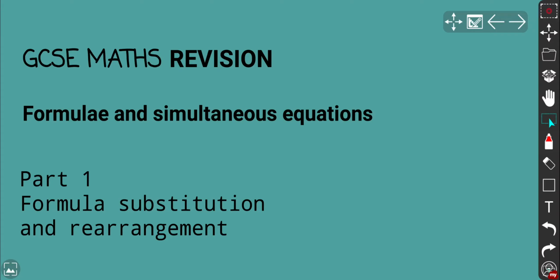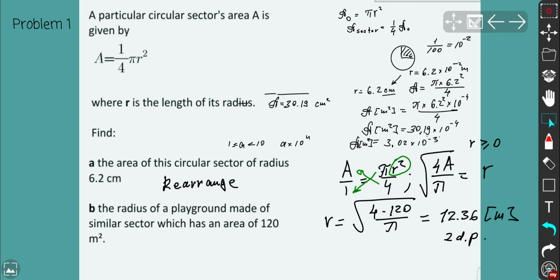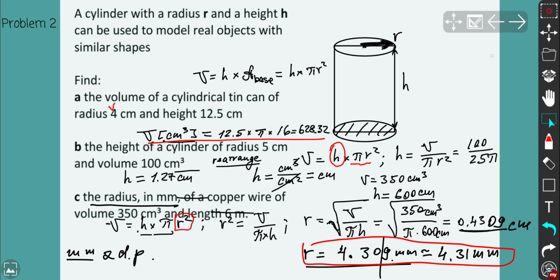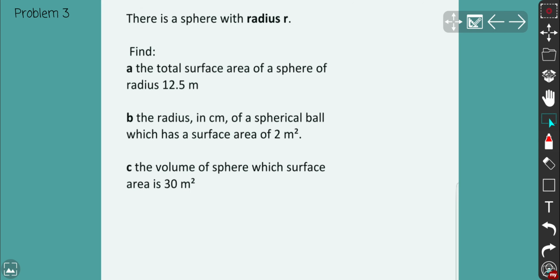Hey guys, we're going through GCSE Maths revision about formula rearrangements and formula substitutions, and we're on problem 3 of the revision. So make sure you watch all the previous videos dedicated to problem 1 and problem 2. Right now we're on problem 3, and here we have the sphere. Pause the video, try to do it on your own, then compare the answers.